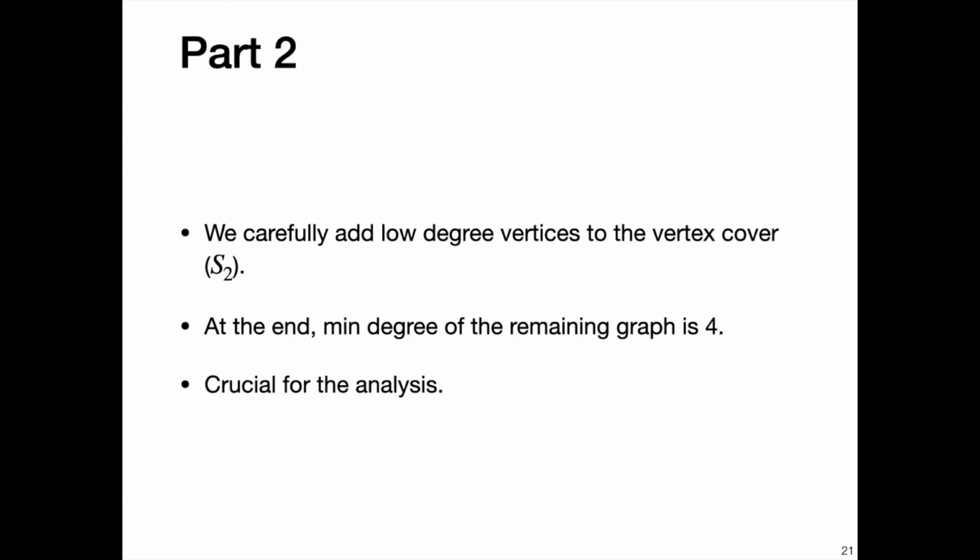In the second part, now we have a triangle-free graph, and we carefully add low degree vertices to the vertex cover, which we call S2. At the end, the minimum degree of the remaining graph is 4. This part is crucial for the analysis, but I won't describe it here in detail. You can take a look at the paper for further details.